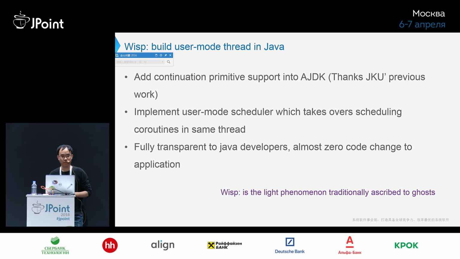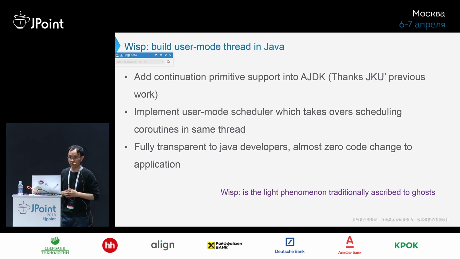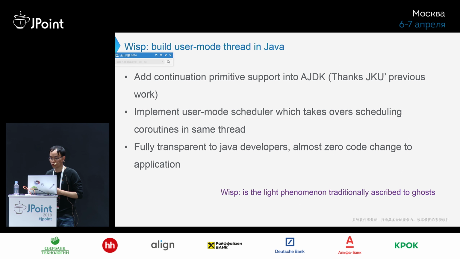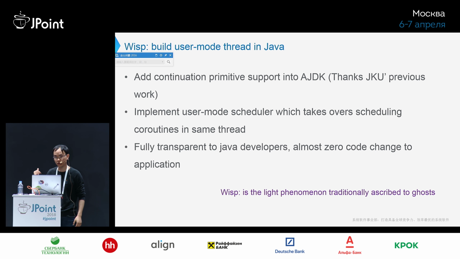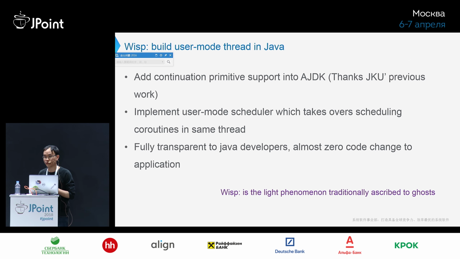Actually, for our mechanism, we did 2 key things. In order to support coroutine for Java, the first thing is we need to add continuation primitive support to Alibaba JDK. Actually, this work is based on the JKO patch. I'll discuss it in detail later. The second key thing is you need to implement a user model scheduler which is used to schedule continuations in the same thread. This is the key thing.